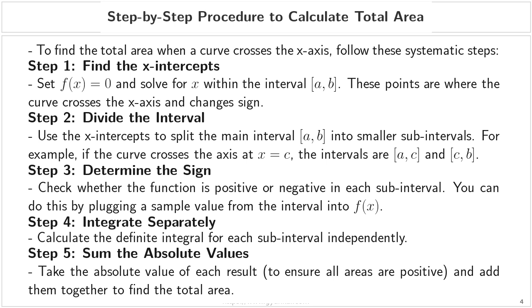Sum the absolute values. After you have your results from each integral, take the absolute value of each one. This step is vital to ensure that every region is treated as a positive value, effectively turning any negative results into positive ones. Once you have all your positive values, simply add them together to find your final total area. In the next slide, I'll give you a real-world analogy to help you remember why this distinction between net and total is so important.